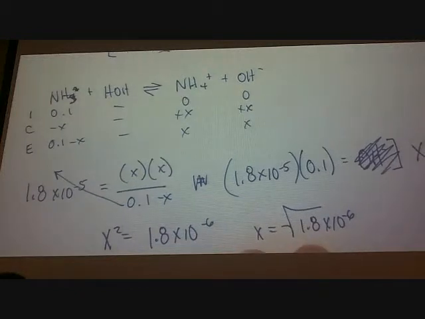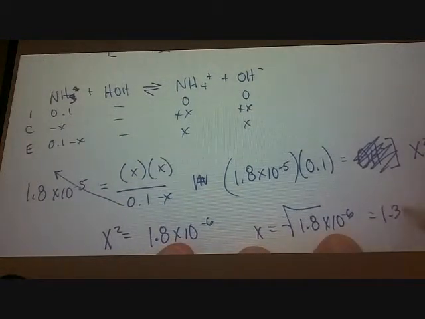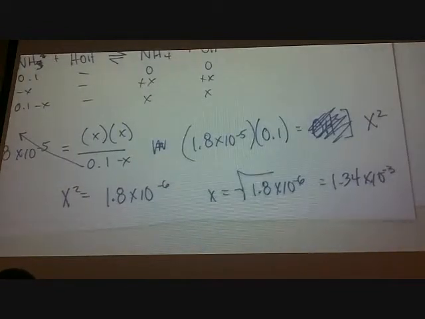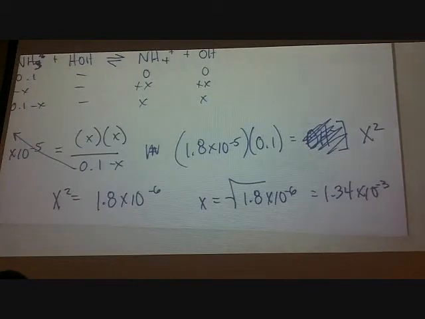And then x is the square root of that. So like 1.34 times 10 to the negative 3. And did it just ask for the concentration? Yeah, so that's where you'd stop. Don't go and find the pH if it's not asking for it. Okay.